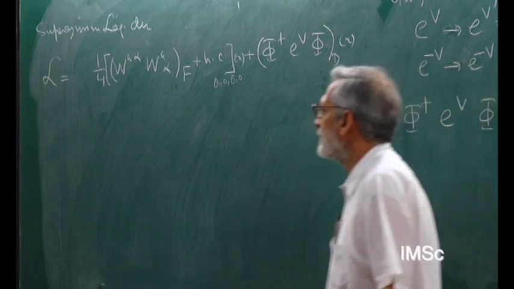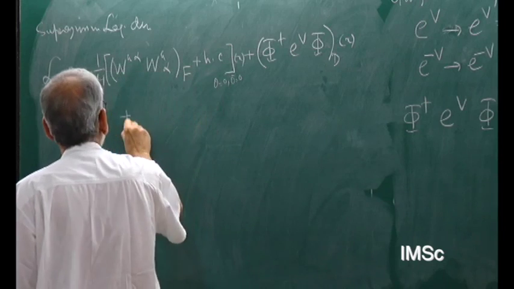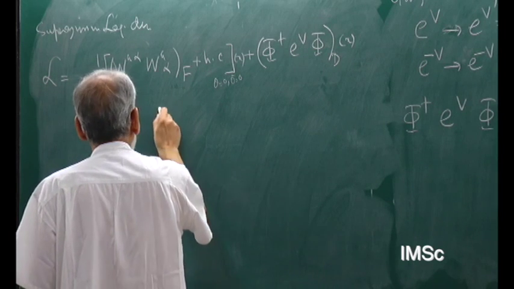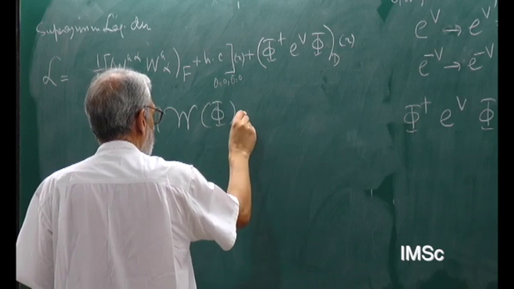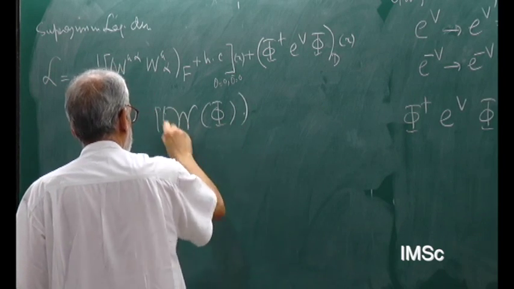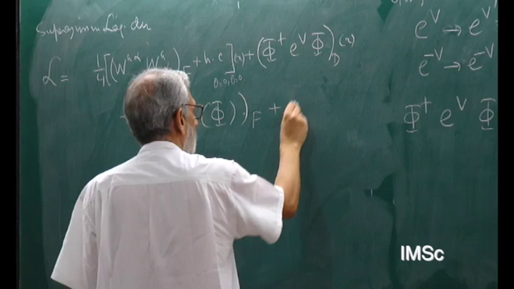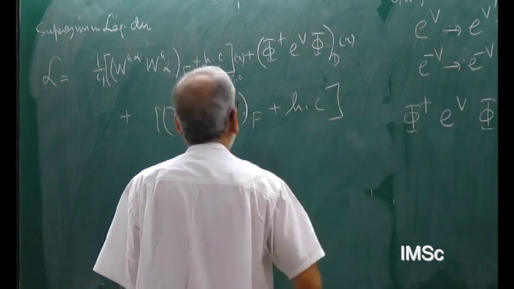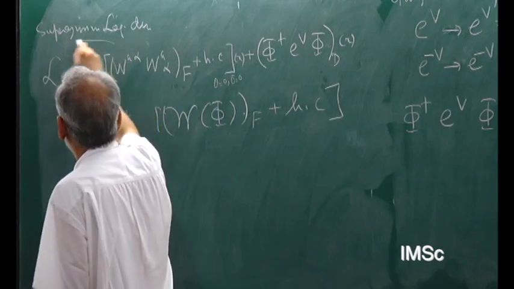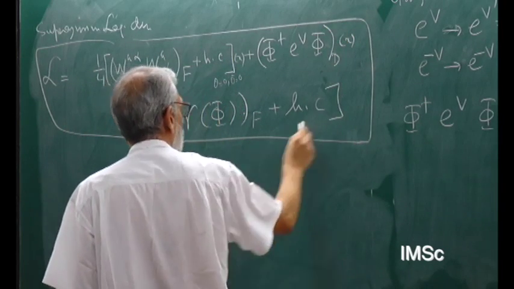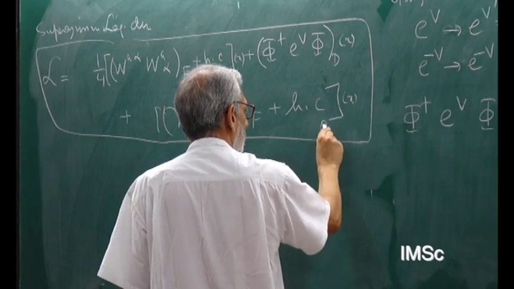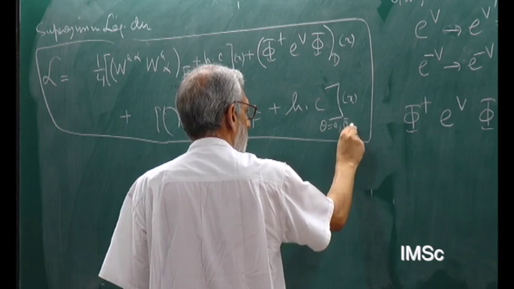And then to this you may add some superpotential, the F term of that, and its Hermitian conjugate. This would also be a function of x after you have put θ equal to 0 and θ-bar equal to 0.